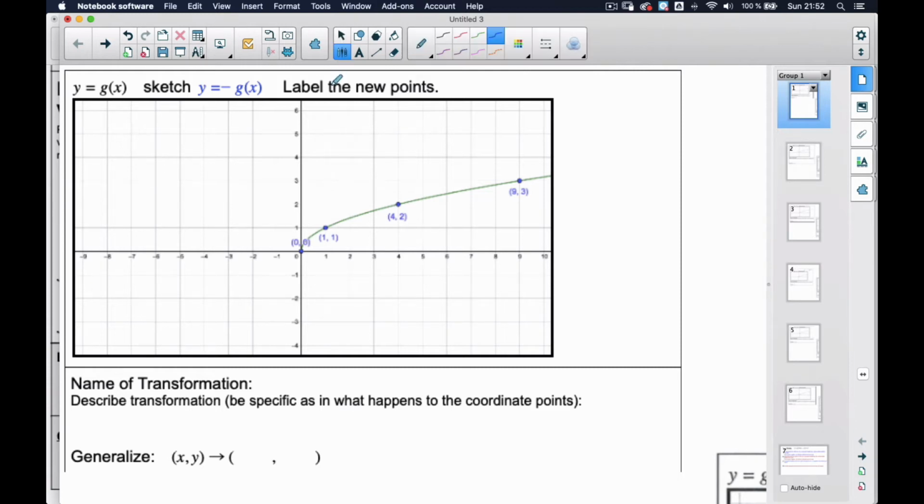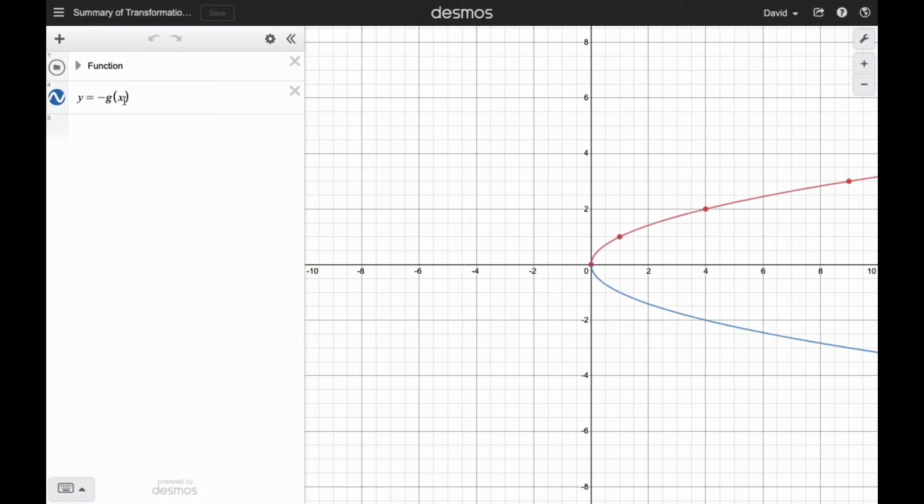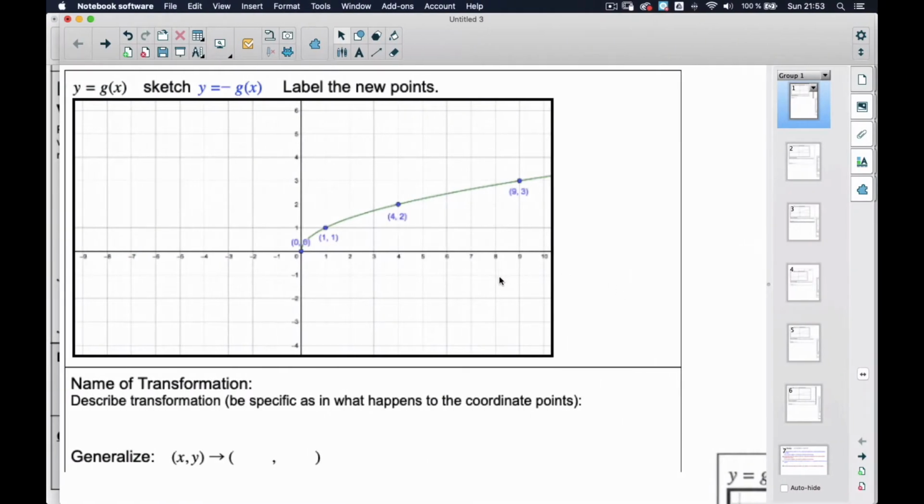Okay, so we're working on this investigation. We're going to sketch this first one here where y is equal to negative g of x, which is here. And what I notice is that this point 1, 1 is actually down here at 1, negative 1. 4, 2 is down here at 4, negative 2, and so on. And so what's happening is this green graph here has been reflected over the x-axis.